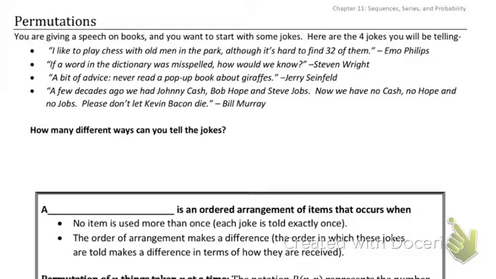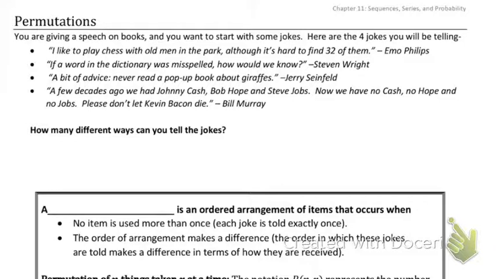So you are giving a speech on books, and you want to start with some jokes. Always a good idea to start your speech with 4 different jokes. Always a good idea if you're ever giving a speech. All right, so we have 4 jokes we're going to tell. First joke that we can choose from. We don't know the order yet. We're going to choose that in a second.